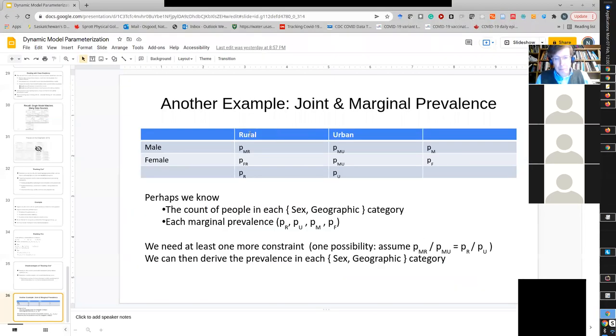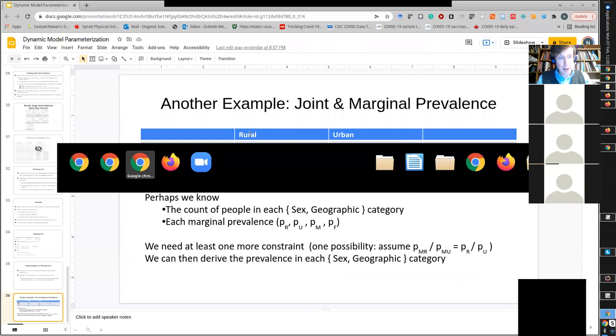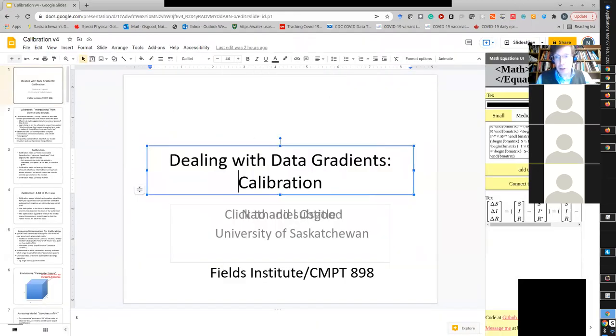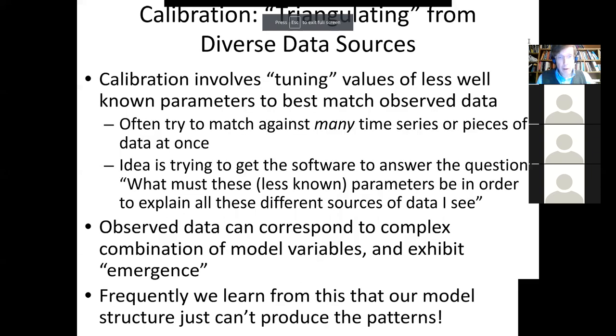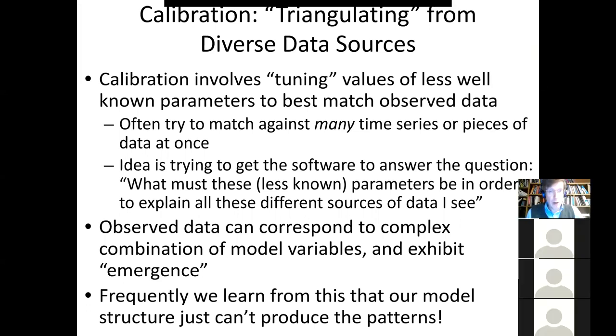Next time, we're going to be talking about another process that can turn empirical data that doesn't directly give us one particular parameter value into estimates for those parameters. And it involves triangulating from diverse time series. This is consistent with what we see in other spheres that we'll be exploring, things like approximate Bayesian computation, particle MCMC, and Kalman filtering.